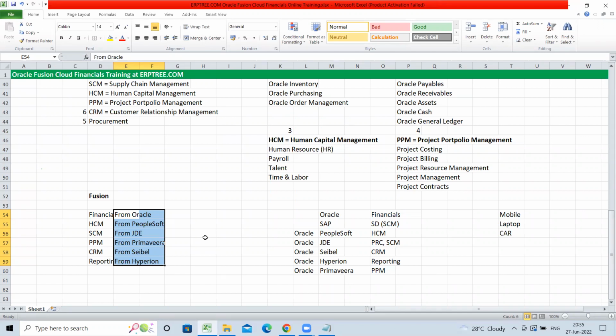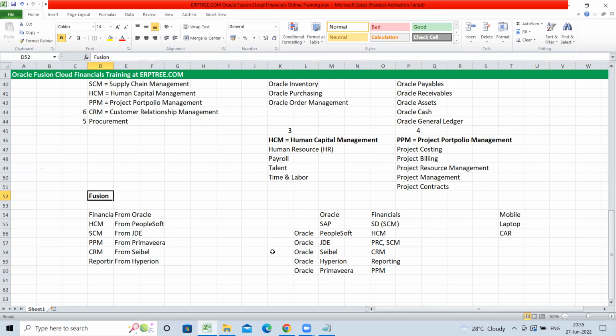So to give great competition to SAP, Oracle acquired many other applications and built the product called Fusion. So all these Fusion applications, what you see in Fusion, are the legacy of different products. So that's the meaning of Fusion. If any company is going to use Fusion applications, those solutions are from different products which Oracle already acquired and built as Fusion.